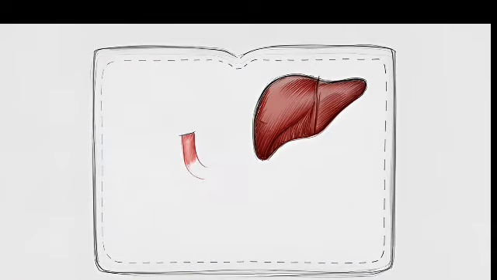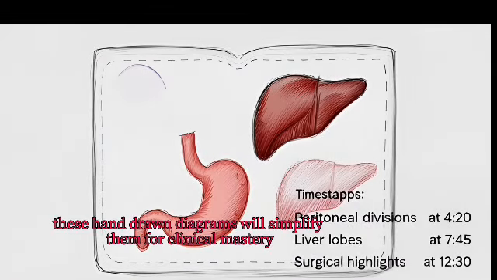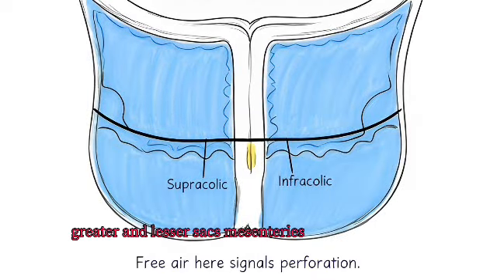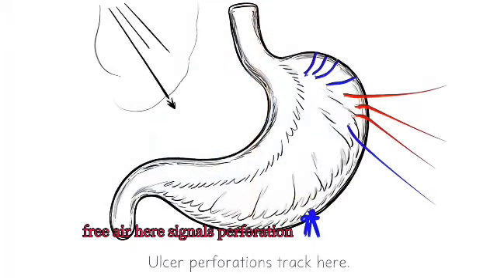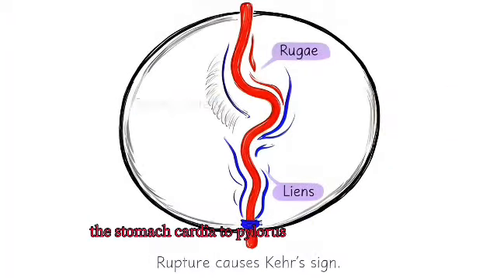If complex peritoneal layouts overwhelm your exam prep, these hand-drawn diagrams will simplify them for clinical mastery. Start with the peritoneal canvas. Greater and lesser sacs, mesenteries. Key regions, supracolic versus infracolic. Free air here signals perforation. The stomach, cardia to pylorus.